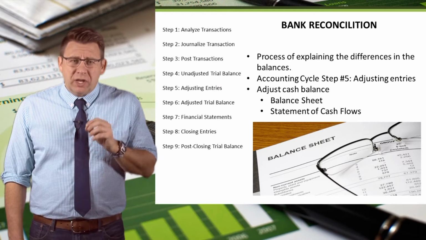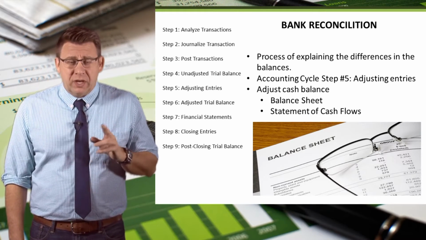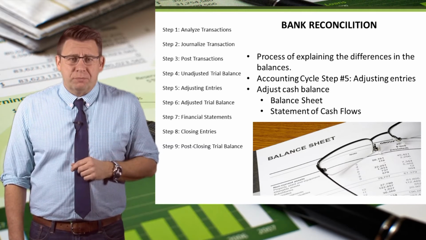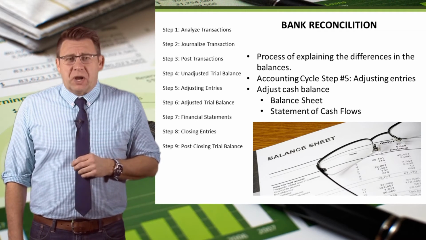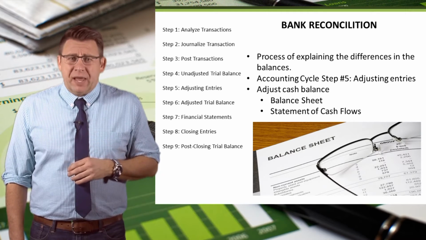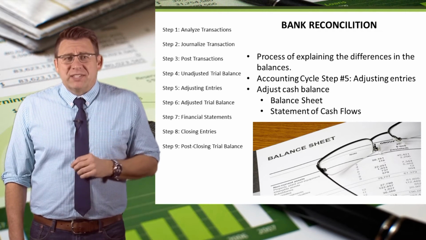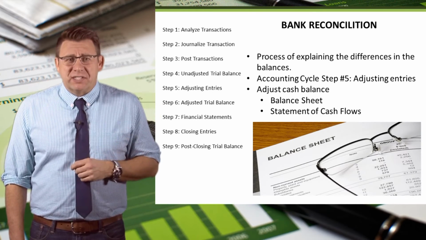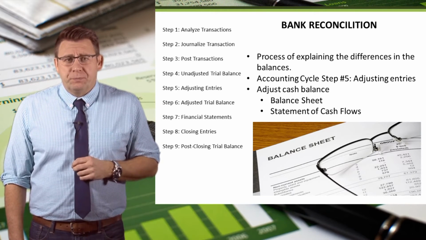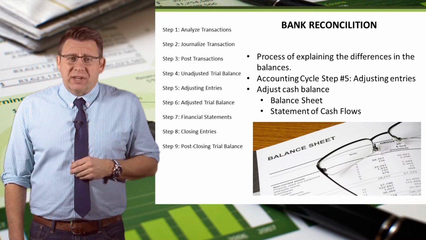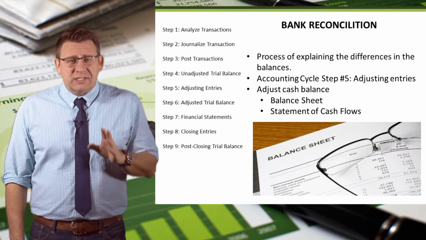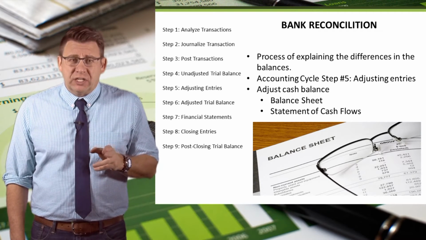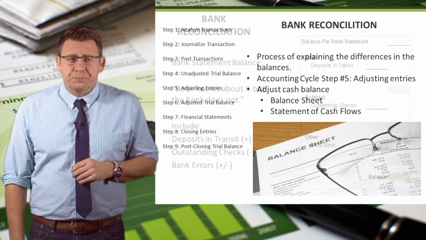The process that we go through to determine the differences between the cash account and the bank statement balance is known as a bank reconciliation. Reconciliation is the process of explaining the differences in the balances. A bank reconciliation is done at the end of the accounting period and is part of step 5 in the accounting cycle, adjusting entries. The result of the bank reconciliation will be to adjust the cash account and use the adjusted balance for cash on the balance sheet and the statement of cash flows.